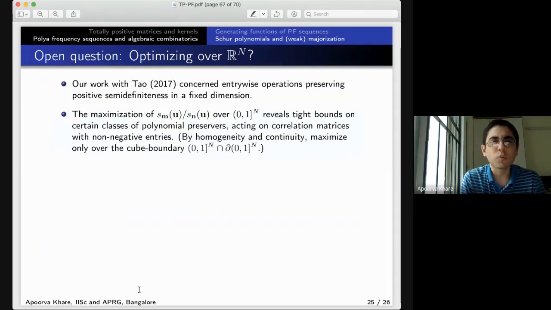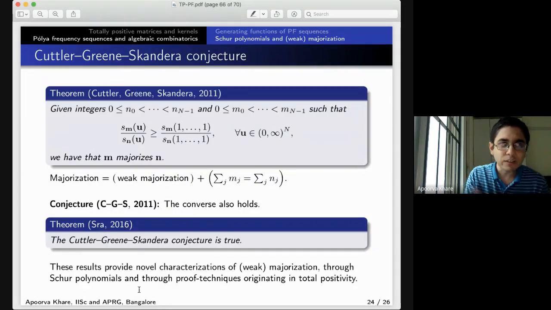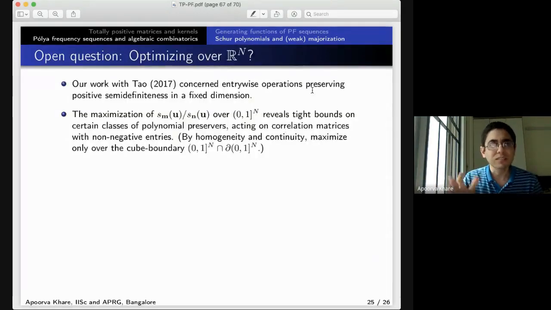And so why did we need that Schur monotonicity lemma, that this ratio of Schur polynomials beats the value at 1 when the u's are bigger than 1, or that this is coordinate-wise? This concerns something about entry-wise functions acting on matrices, which a major part of my research is based on, or one big part of it at least. And if you try to maximize this ratio over [0, 1]^n, then that gives some nice sharp bounds on polynomial preservers and so on and so forth.